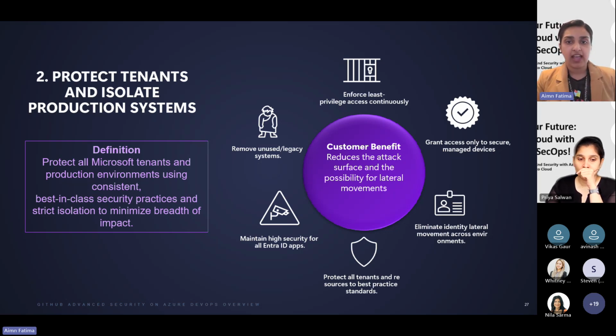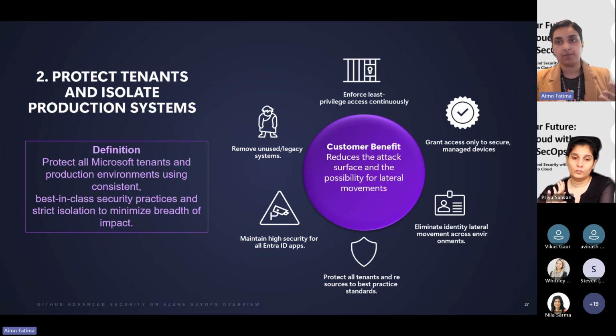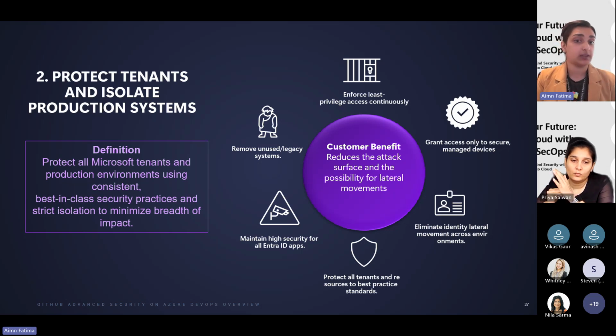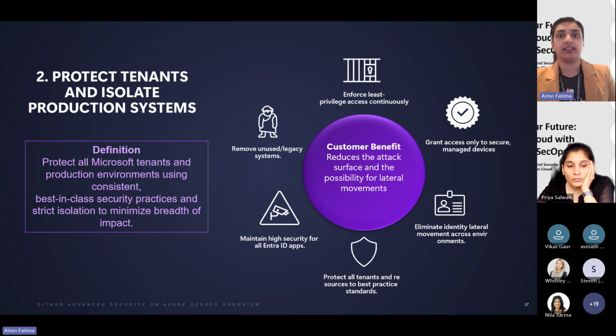We eliminate any identity lateral movement across environments. Now, lateral movement, what does that mean? That basically means if a hacker gets into your networks, they try to move around the network unseen, unnoticed. I'm going to explain how we do that a little bit later, but we try to eliminate all of that movement by network segmentation. We protect all of our tenants and resources to the best security standards, and we maintain high security for all our intra-ID apps. And the customer benefit it provides is that it reduces the attack surface.